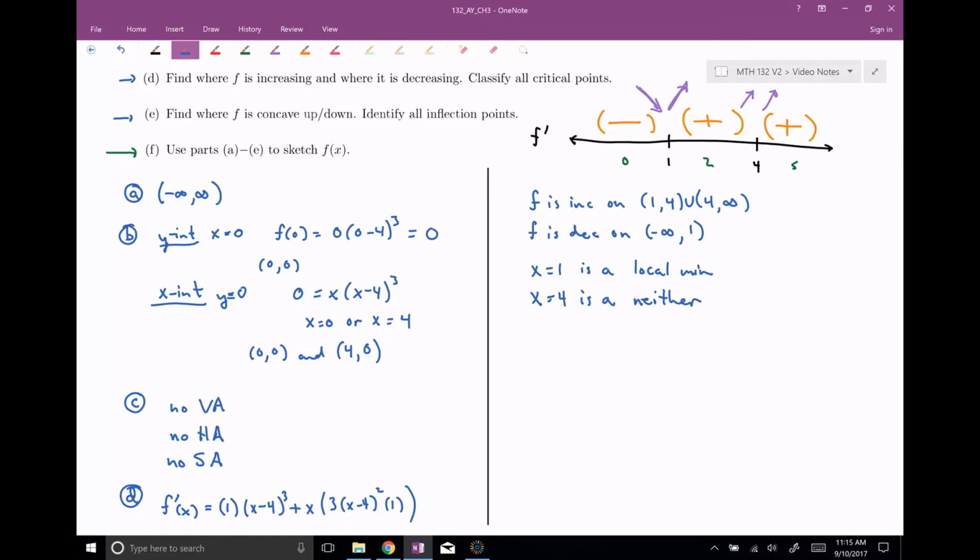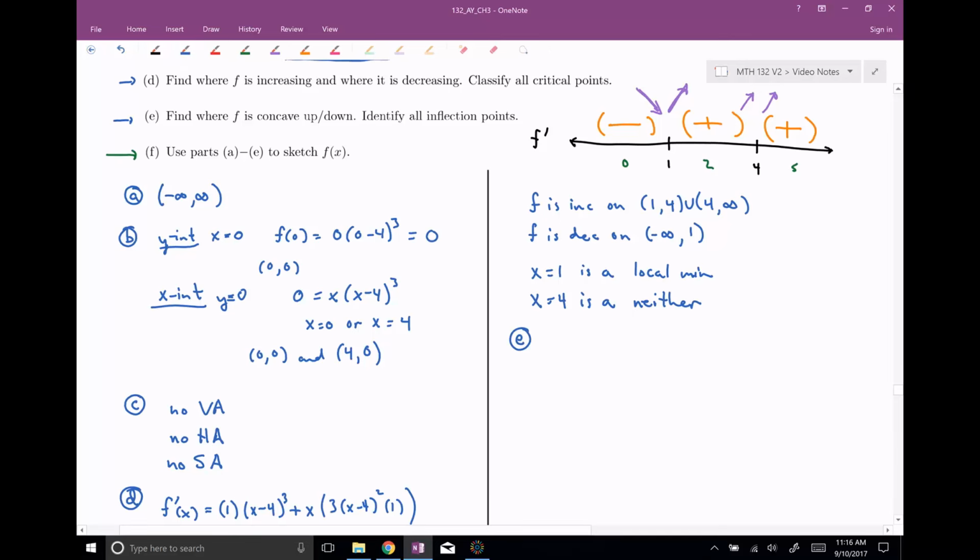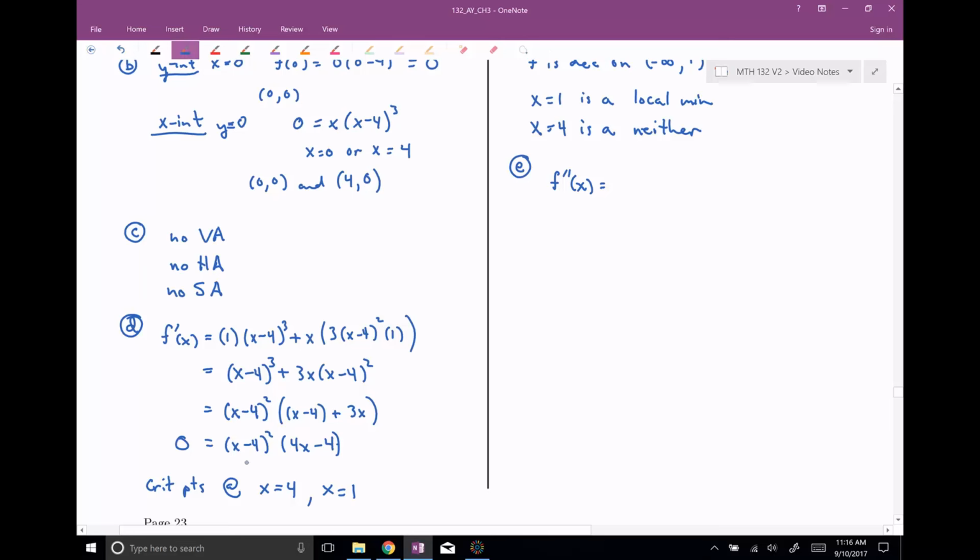Let's go ahead and move on to part E. Part E asks, where is the function concave up and down? Identify all inflection points. And so remember, concavity has something to do with the second derivative. So I need to calculate the second derivative here. And that's just me taking the derivative of my first derivative. So I'm going to go ahead and use my most simplified version down here.